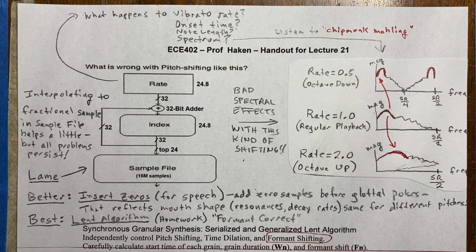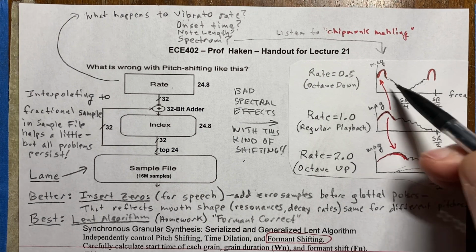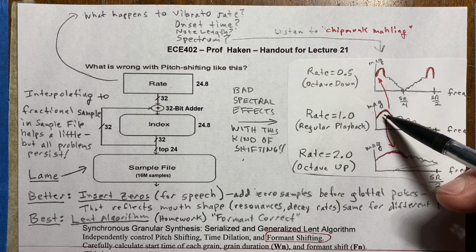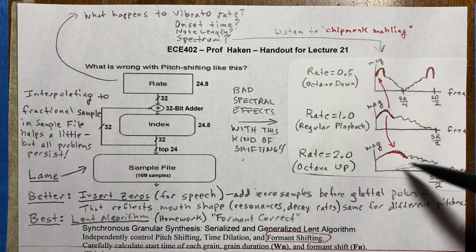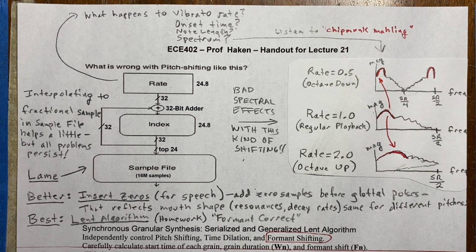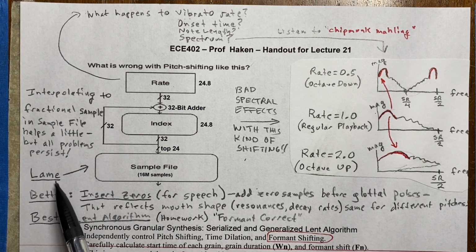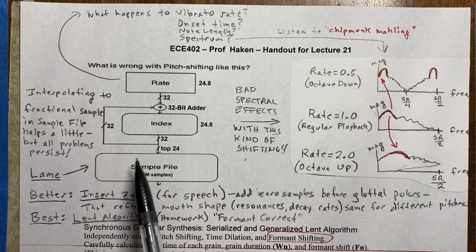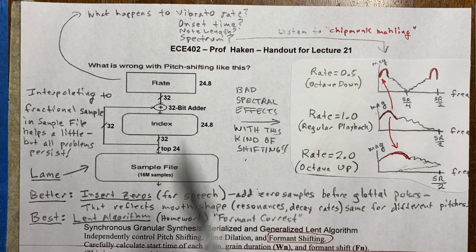So what you're hearing there, the purpose of that example is just to show you what happens when you aren't formant correct, as the paper says, or when your formants move positions with your pitch shift. That's when you get that chipmunk effect. All right, so that is the lame technique. That's just stepping through your samples file slower and faster, even if you do linear interpolation. Lame for all these reasons.